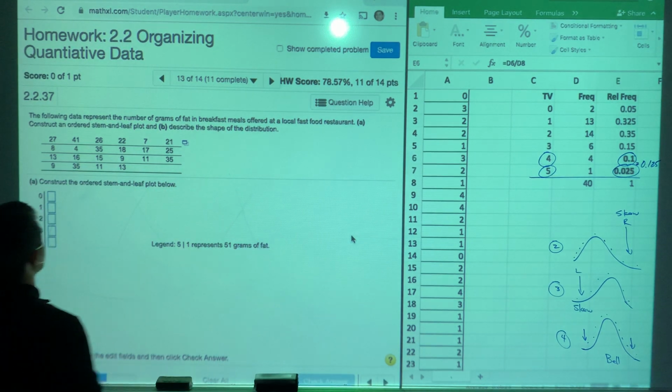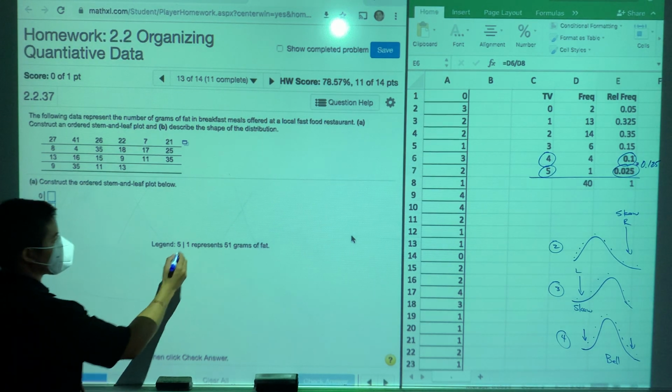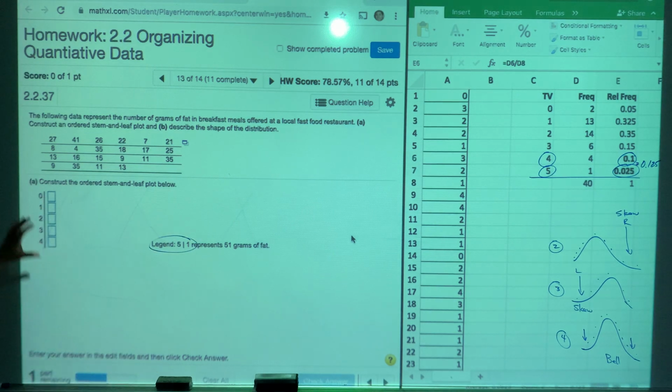Okay, number 13. Construct a stem and leaf plot for the data over here. Well, I'm going to show this to you. I'm not going to actually type it in, so just check the legend. I'm not typing it in to save time.